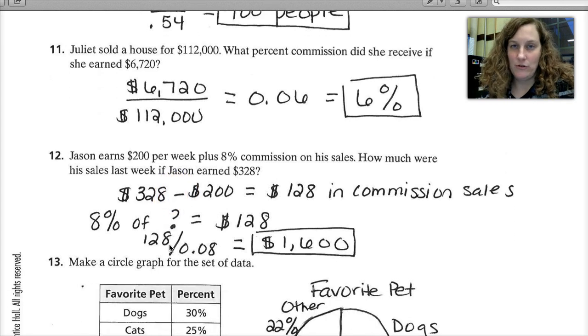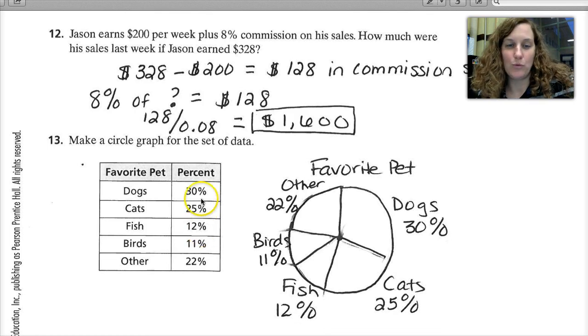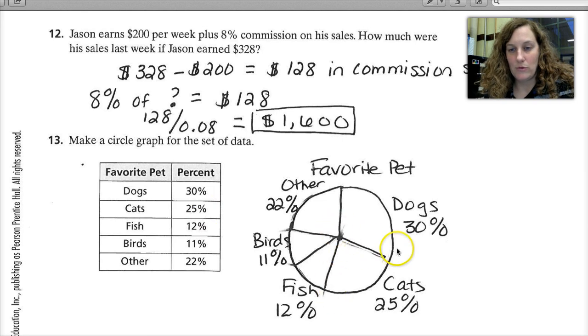You did not have to do 13. 13 wasn't something that I taught you to do, but if you were curious, here's what it would look like. It's really kind of fun. You would just take your whole circle, which would add up to 100%, and divide it up. So like 25% would be a quarter. So this is about a quarter. Dogs are 30%, 22%, 11%, 12%. So that's roughly what it would look like if you did this problem. You didn't have to, but I just included the answer in case you were curious.